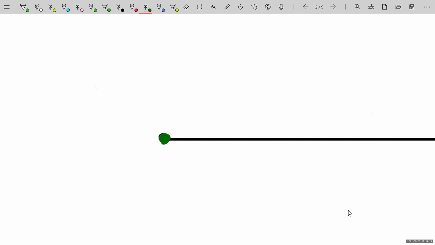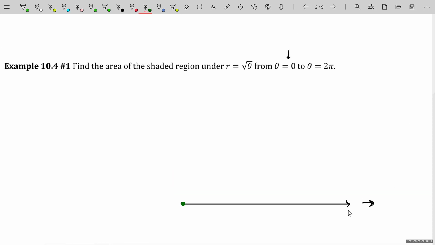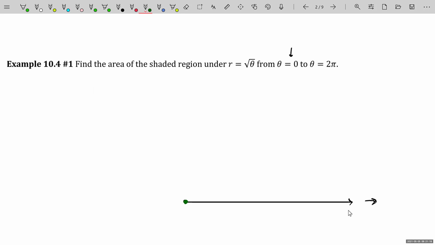However, as I increase the angle, so let's say we increase the angle to pi over 2, how far am I throwing a rock in front of me? The square root of pi over 2, whatever that distance is. But the idea is that as you're turning, you're throwing rocks further and further away from you.